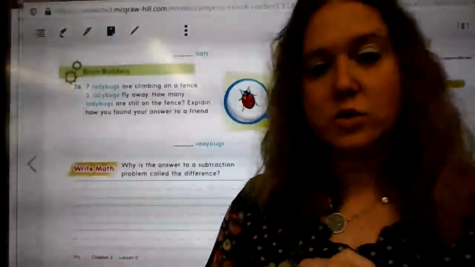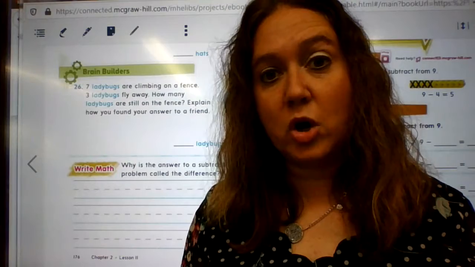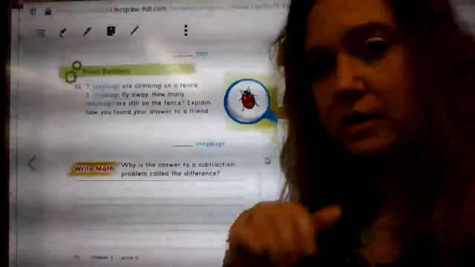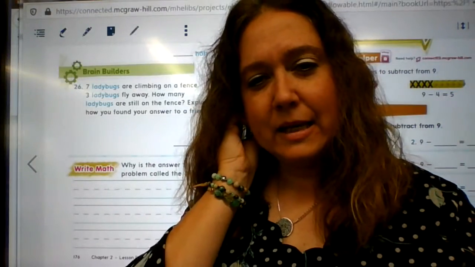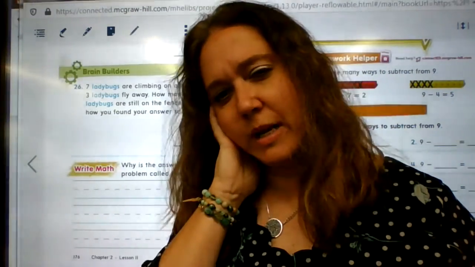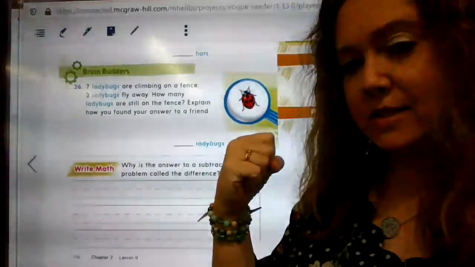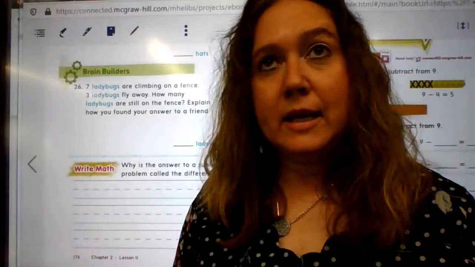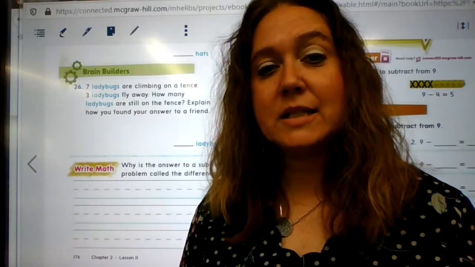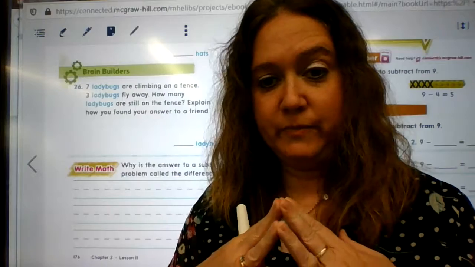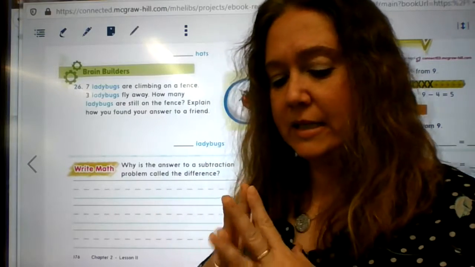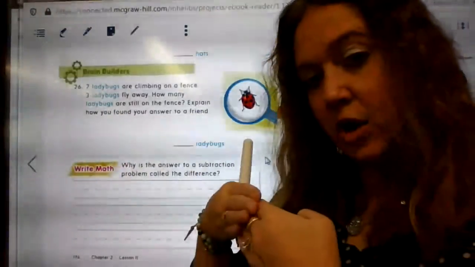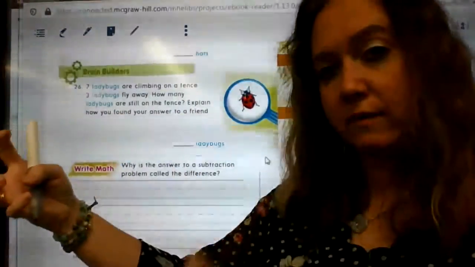Why is the answer to a subtraction problem called the difference? Okay, this is kind of hard to know why, and even when I explain it to you, it might not quite make sense. Okay, so it is because you're finding the difference between 2 numbers. You're trying to find out how many are different between the bigger number and the smaller number.